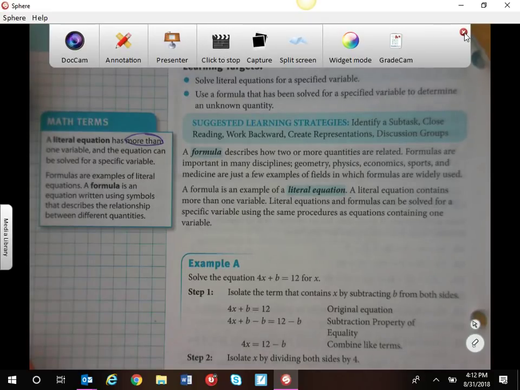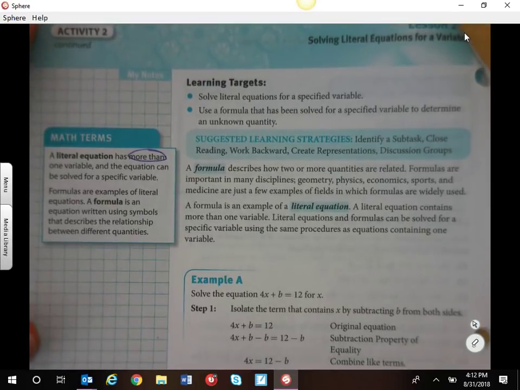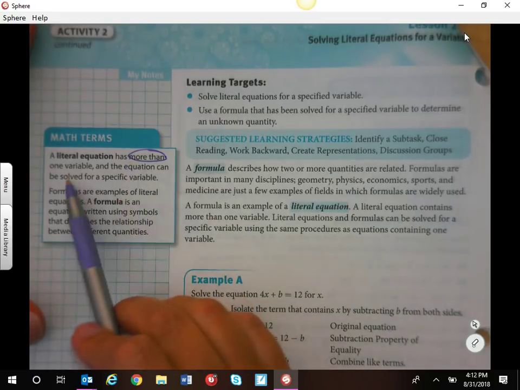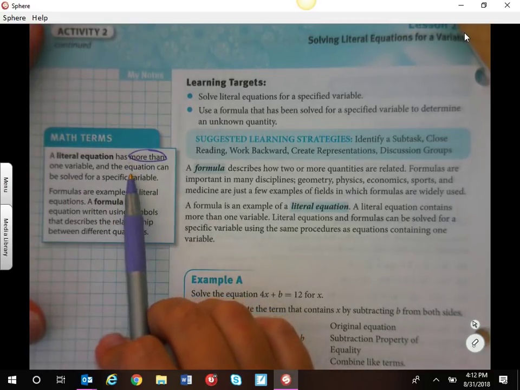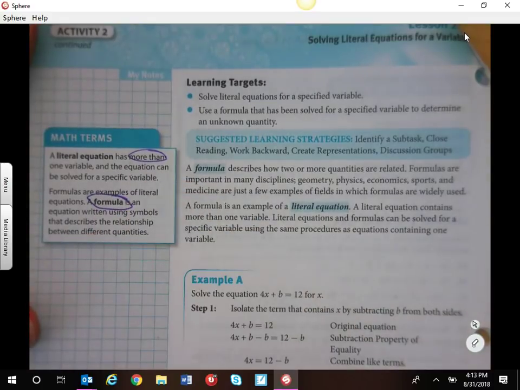So tonight we're going to talk about literal equations. Now, I want to warn you, this can be a fairly taxing lesson. Literal equations are equations that have more than one variable, and we're going to solve for a very specific variable. You do these as formulas in science.